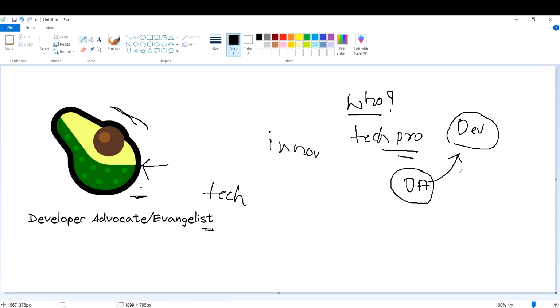Developer advocates work closely with developers, answering their questions, providing technical support, though it need not be technical support all the time, and gathering feedback on the company's products. They also create and deliver technical content, so they will also produce some technical content.